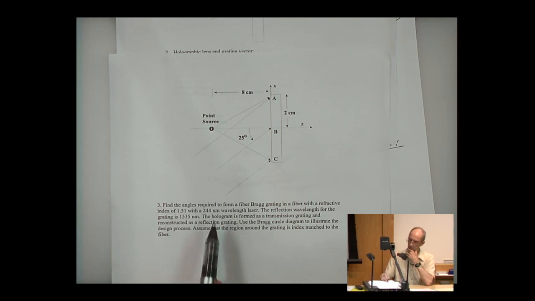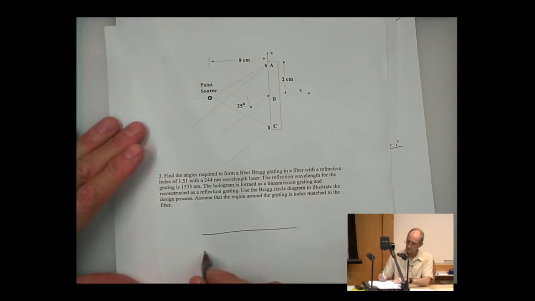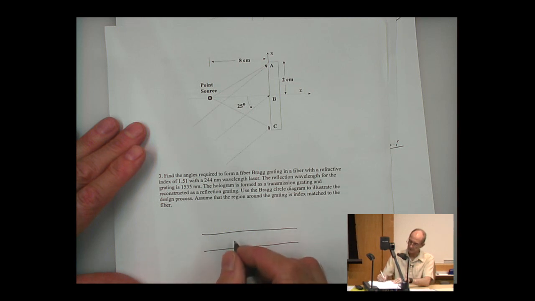And then this one here, we wanted to form a fiber Bragg grating. So again, this problem, we talked about it before a little bit. So you want to use this in a case where we want to make a reflection grating.